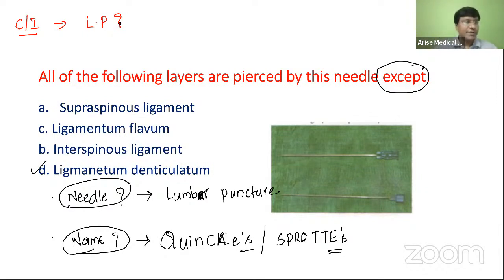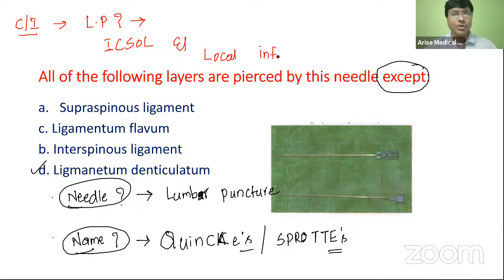The contraindications for lumbar puncture include, number one, the presence of any intracranial space occupying lesion. If there is any large intracranial space occupying lesion, please don't do lumbar puncture. Why? Because a large intracranial space occupying lesion will increase the intracranial pressure. So when you do a lumbar puncture where there is increased intracranial pressure, that will cause herniation of the brain. So please don't do lumbar puncture in a clinical scenario of raised intracranial pressure. And next, if there is any local infection over the skin, please don't do lumbar puncture.